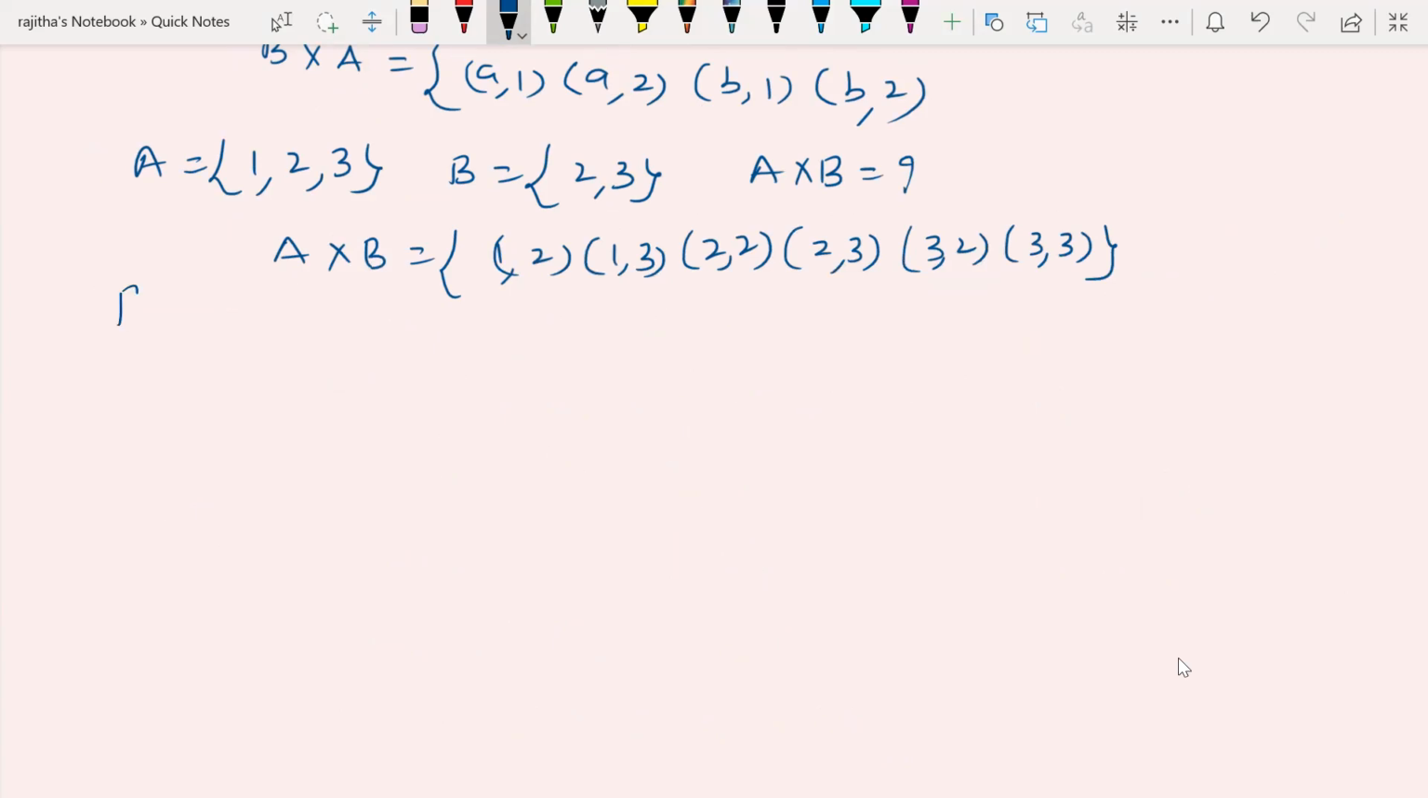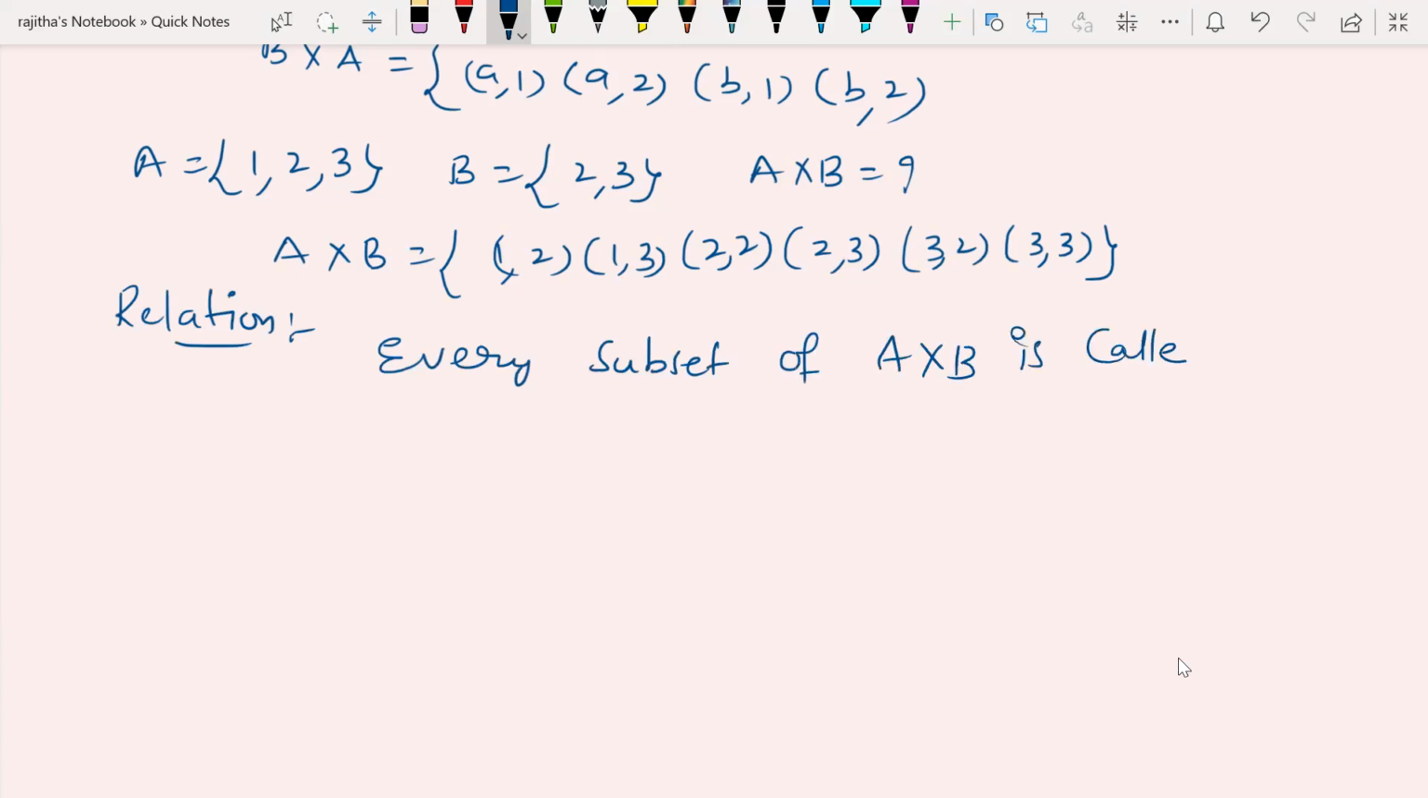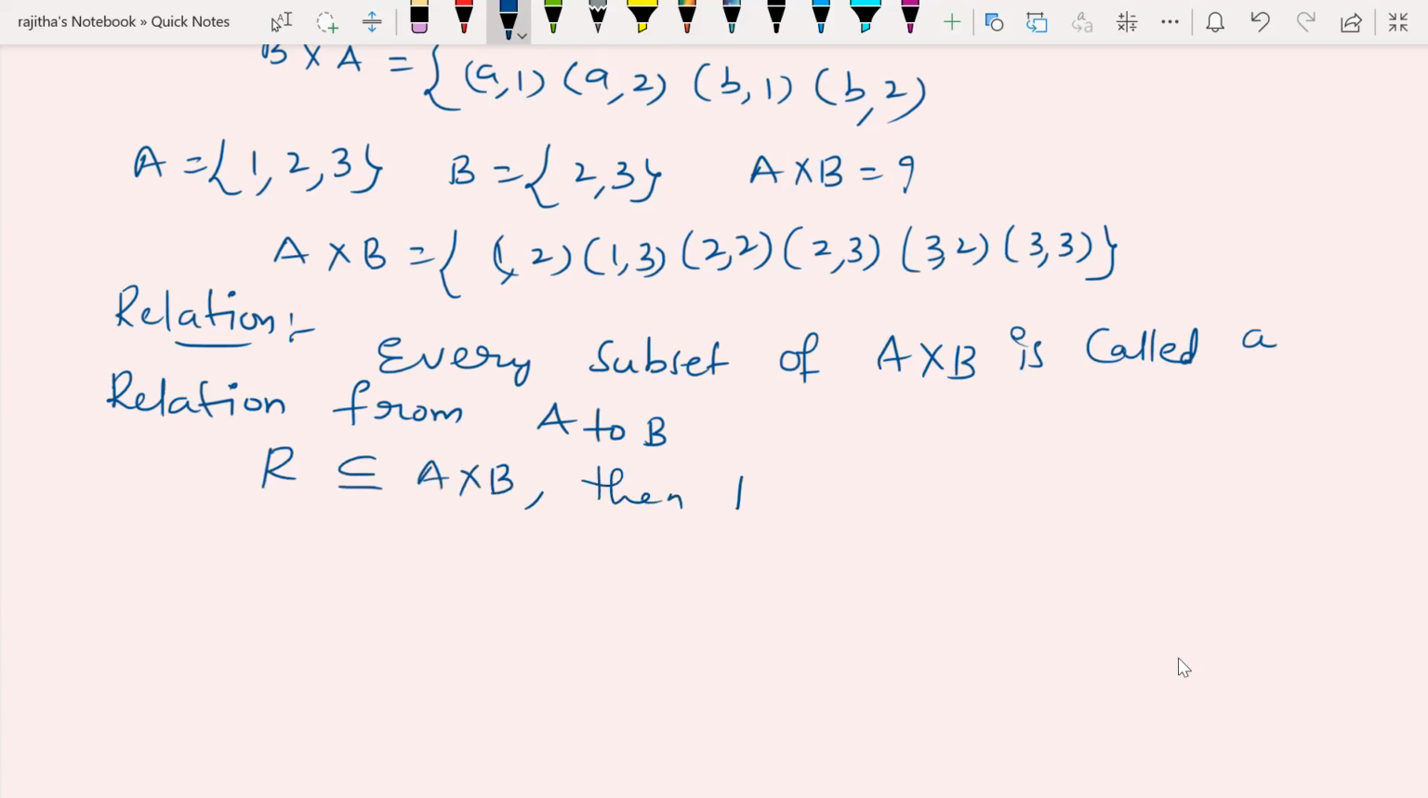Next, let us discuss relation. A relation is nothing but this: every subset of A cross B is called a relation from A to B. Here, let us assume one relation R is a subset of A cross B. Then R is called a relation from A to B.